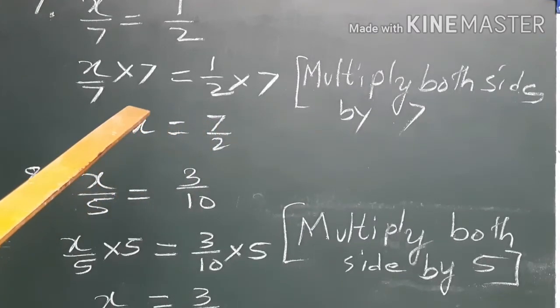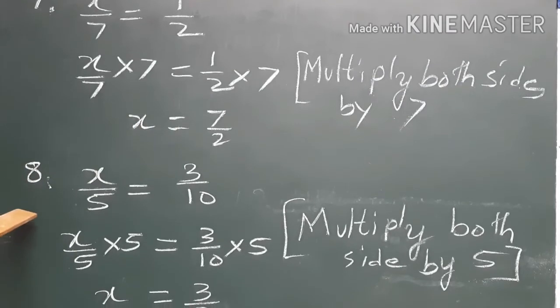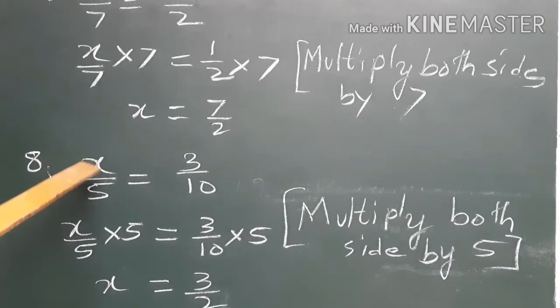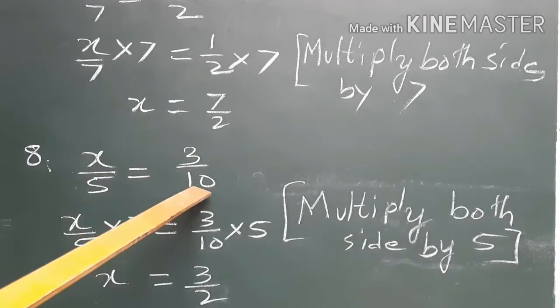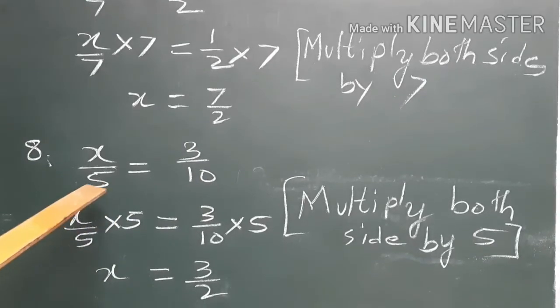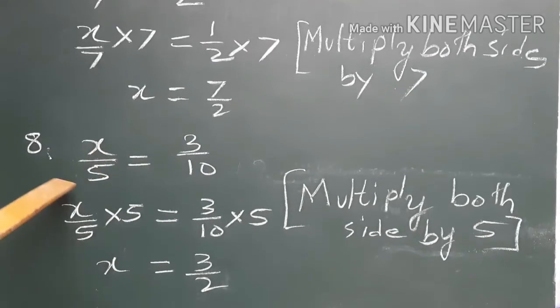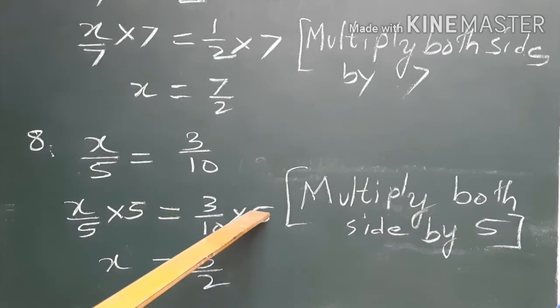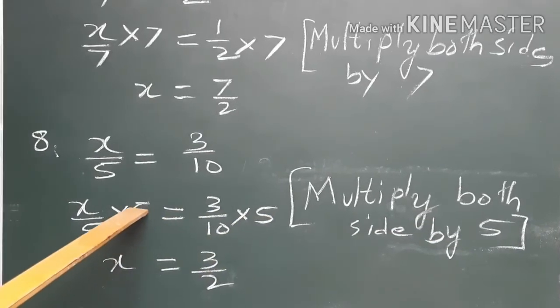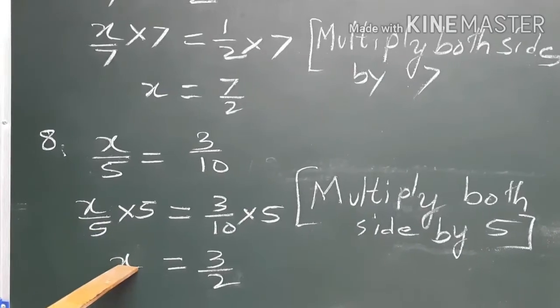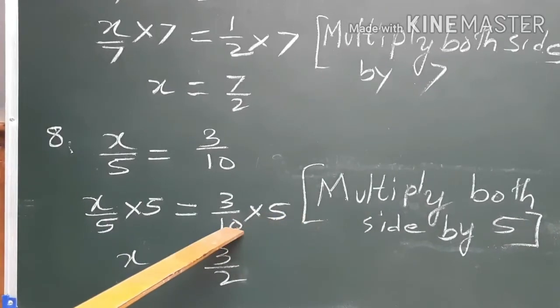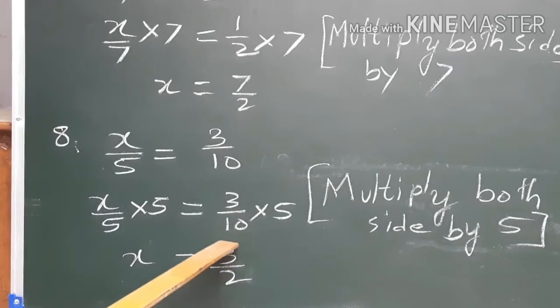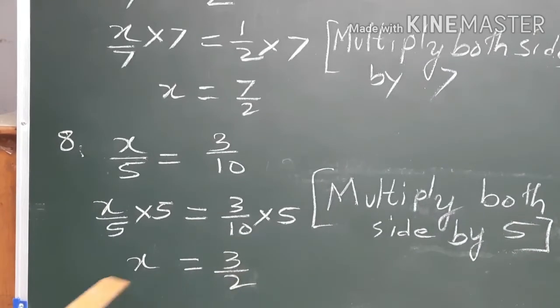Now going to the 8th question. The equation says x upon 5 is equal to 3 upon 10. Now in order to remove this 5, we have to multiply both the sides by 5. So multiply both the sides by 5. So this 5 and 5 get cancelled, so we are left with x. Now 5 2s are 10, so we are left with 3 upon 2. So this is our answer.